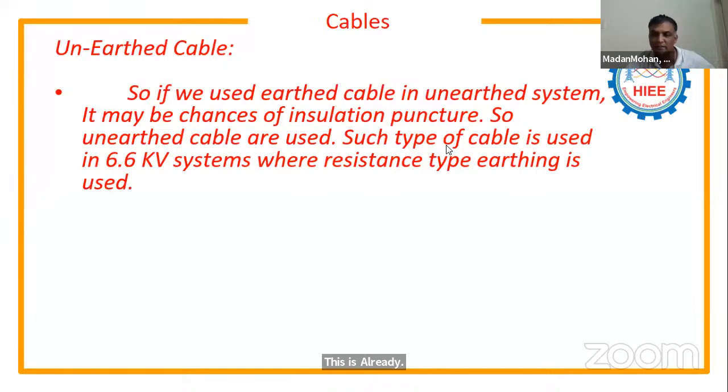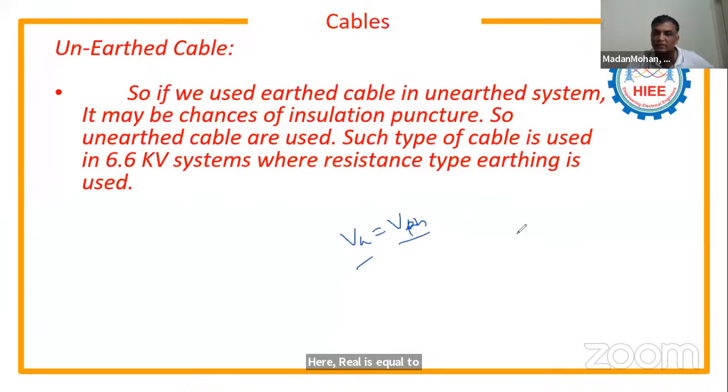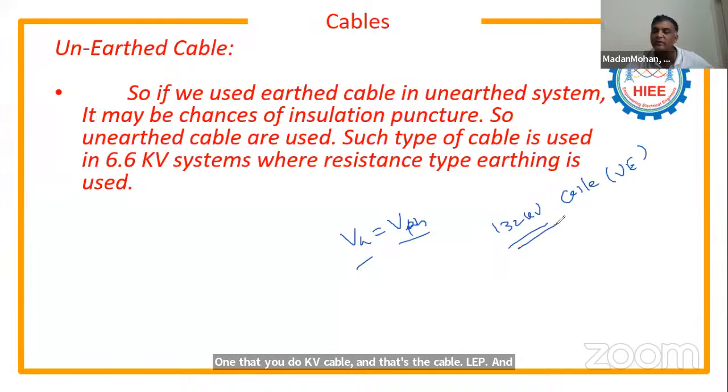I'm telling you, Malesh, the insulation of unearthed cables will be equal to the line voltage. In an unearthed system, VL is equal to V phase. For example, let me take a 132 kV unearthed cable. Unearthed cable in the sense that the insulation around the conductor shall be suitable for 132 kV.